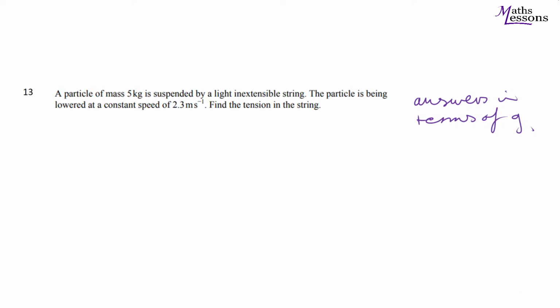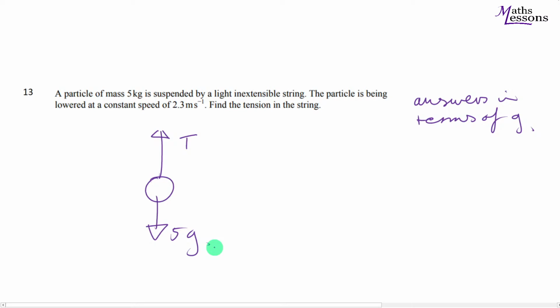Okay, that's 60 seconds up. Now, always start off with a good diagram. So we've got the tension pulling it up on the string, and we've got its weight acting down, which is going to be 5g. It's being lowered at constant speed, so the velocity is equal to 2.3 meters per second. Now, if it's got constant speed, this means a equals 0. So therefore, we have what we call equilibrium.